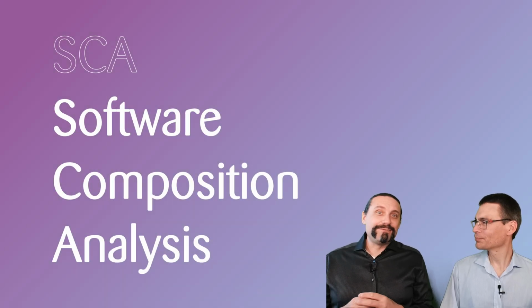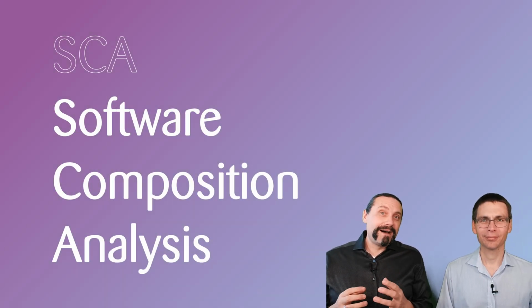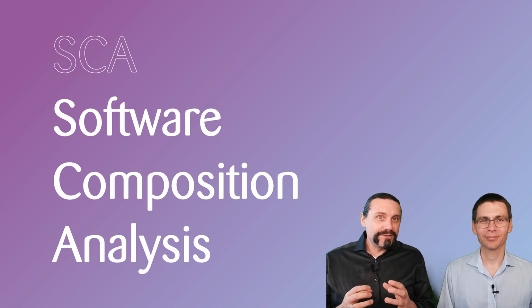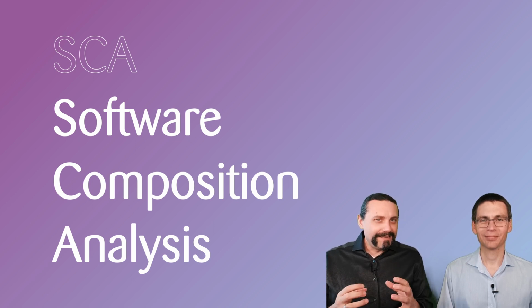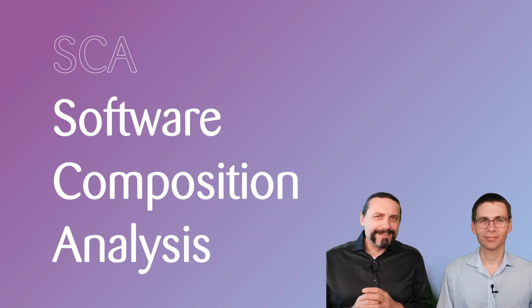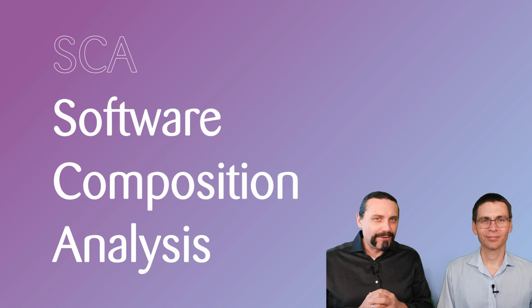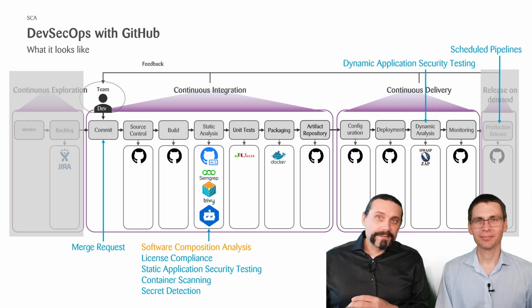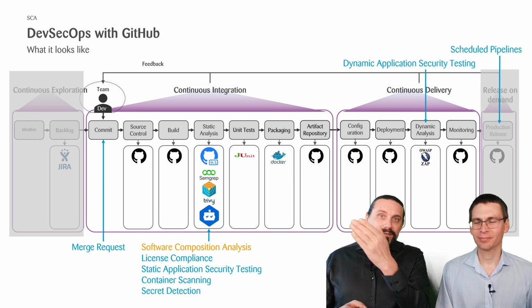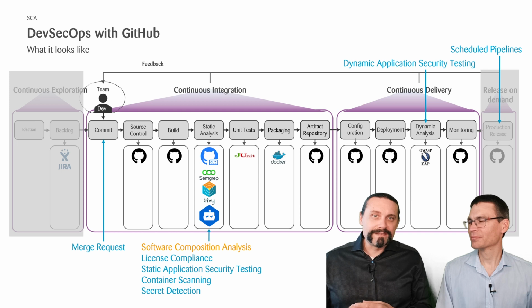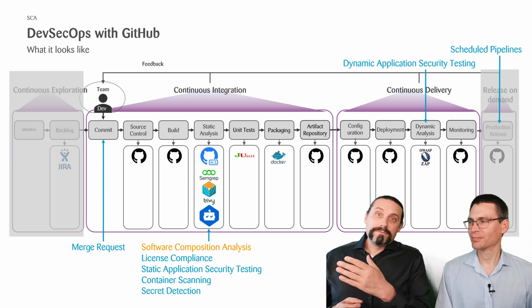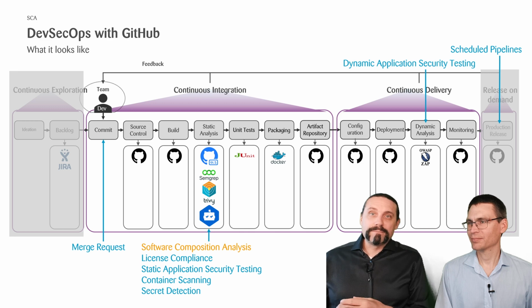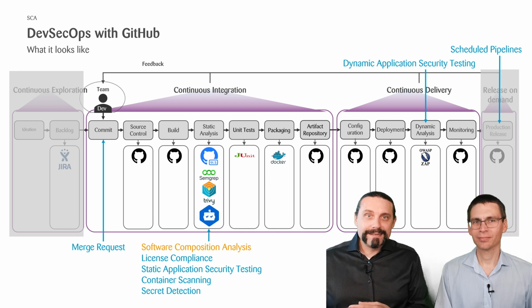Hi and welcome back to our third video about our DevSecOps pipeline, which we are going to build with GitHub. In this video, we are going to look at SCA, which is the software composition analysis. In our past videos about the DevSecOps pipeline, which we are building with GitHub, we have introduced this pipeline, which we see up here. As you can see, we will introduce now the software composition analysis in the static analysis.